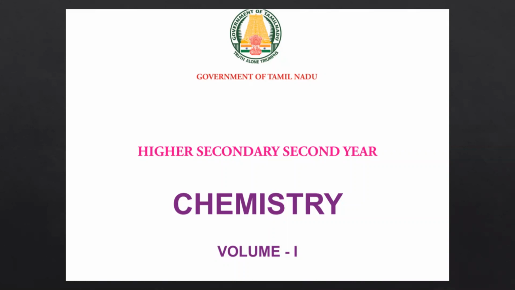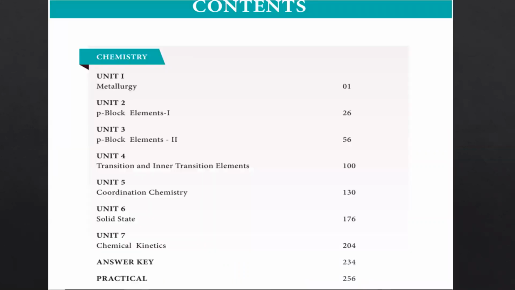So for chemistry I plan to start with volume 1. Volume 1 totally contains 7 lessons. First 5 lessons under inorganic chemistry and the next 2 lessons under the physical chemistry.